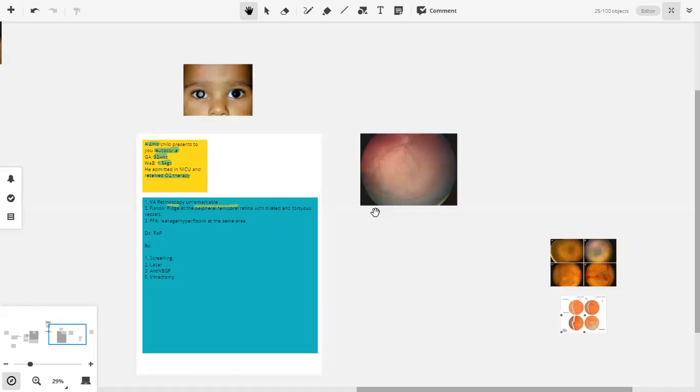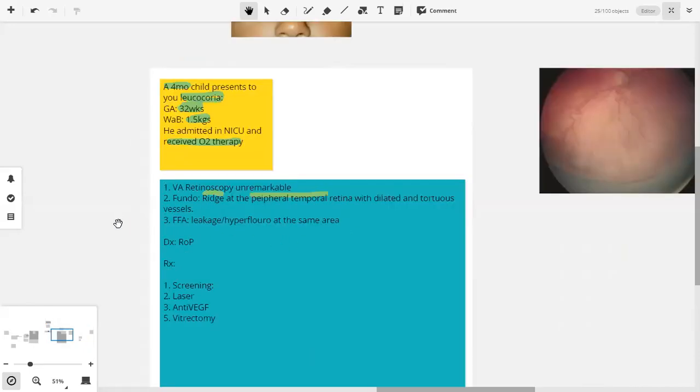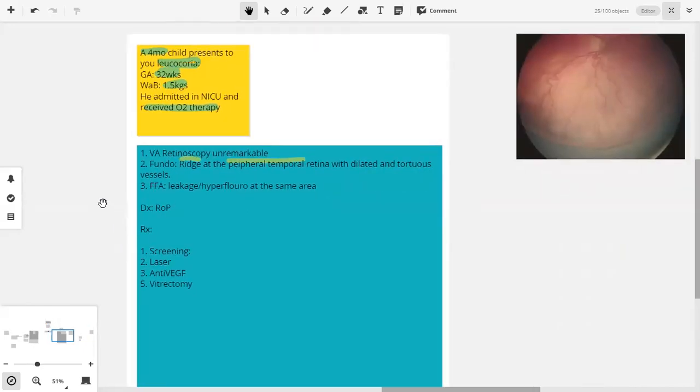Because we know that the peripheral part of the temporal retina develops at the same time on both sides, and oxygen therapy is generalized. Supplemental oxygen is not going to only one eye, which is causing damage. It is going to both eyes. So retinopathy of prematurity can occur in both eyes, and we screen both eyes as well. You have to remember this.